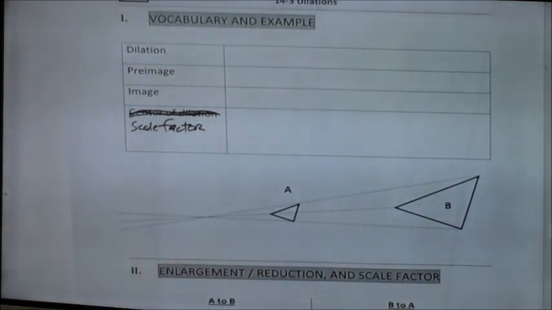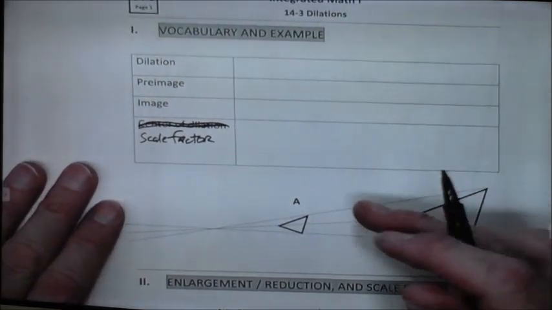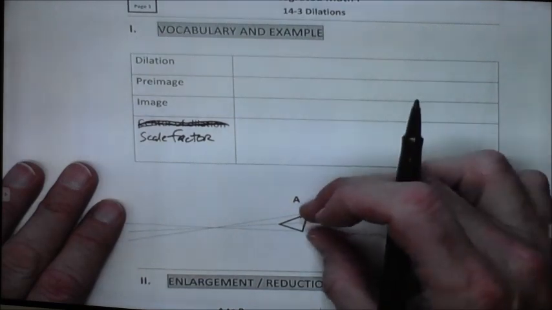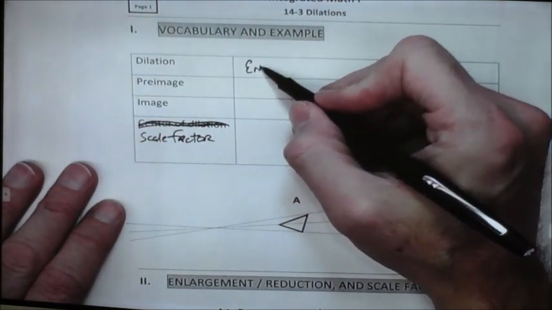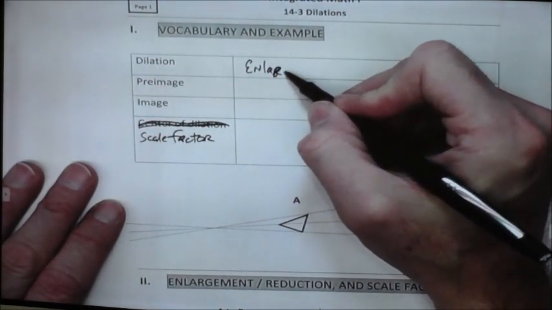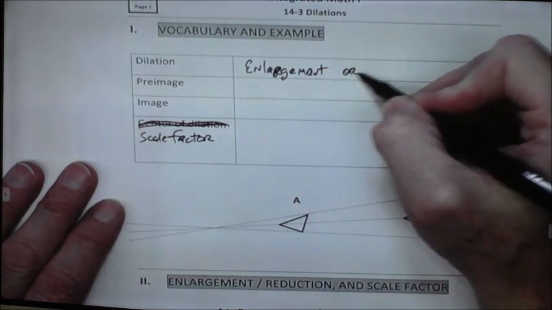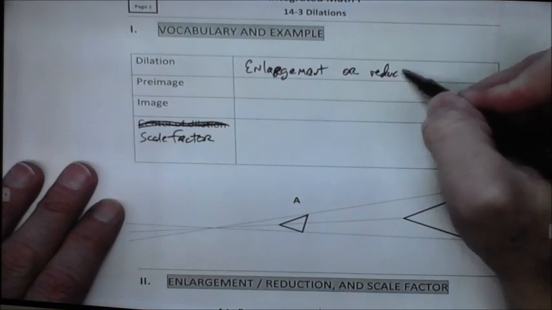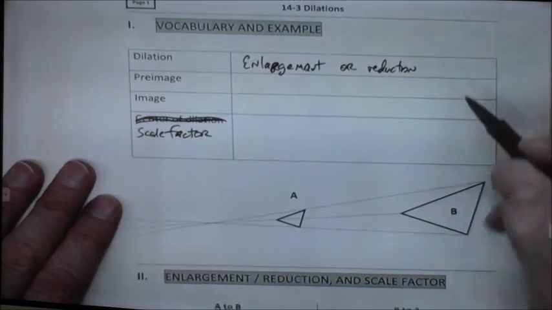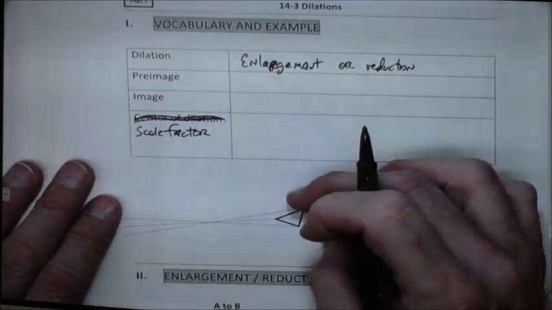Okay, so a dilation is simply an enlargement or a reduction of something. So we need to just write enlargement or reduction. So we're enlarging a figure or reducing a figure.